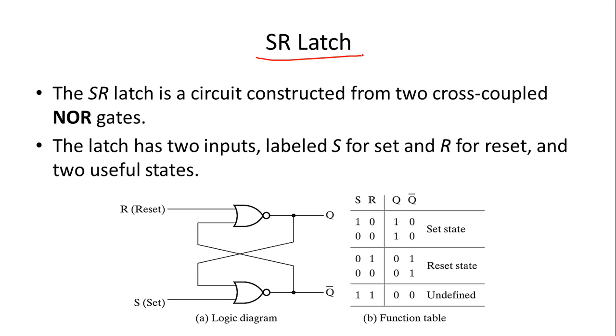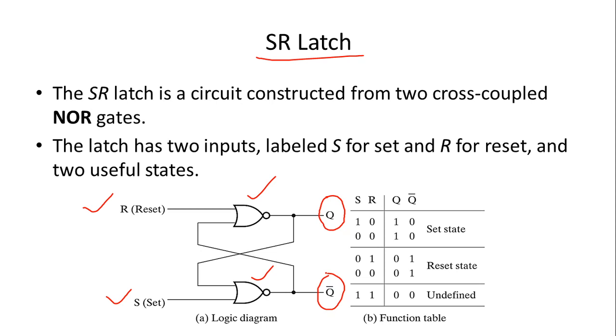The SR latch is a circuit constructed from two cross-coupled NOR gates. So one possibility for implementing or designing an SR latch is by using NOR gates. Here we have an example with NOR gates. The latch has two inputs labeled S for set and R for reset, and two outputs: the first is Q and the other is Q naught.